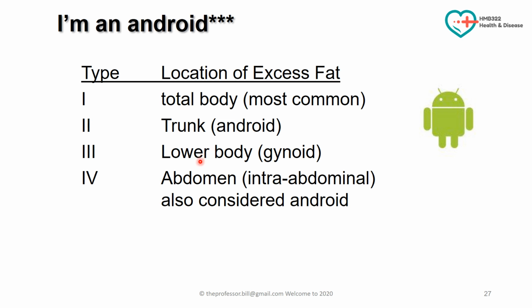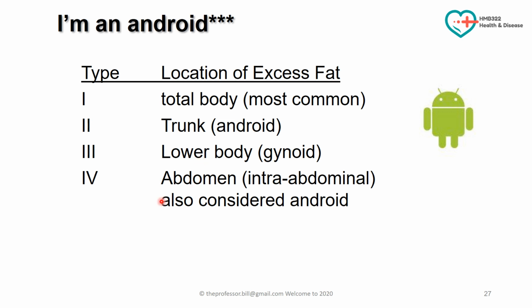If you are a gynoid body type, it means that the type 3 gynoid individuals have most of their fat deposition occurring in the lower body part. Is that good or bad based on what I told you before? Apple shape, pear shape? Pear shape, good, bad? Probably better than being an apple shape.